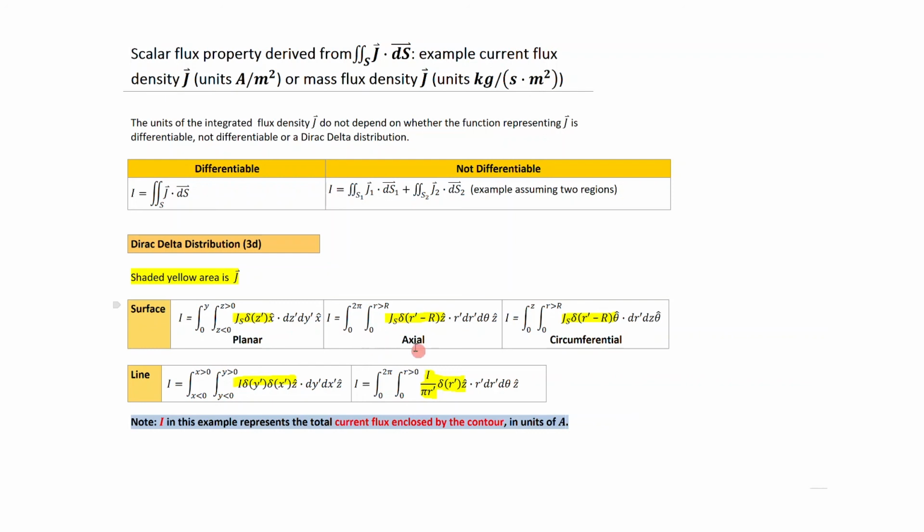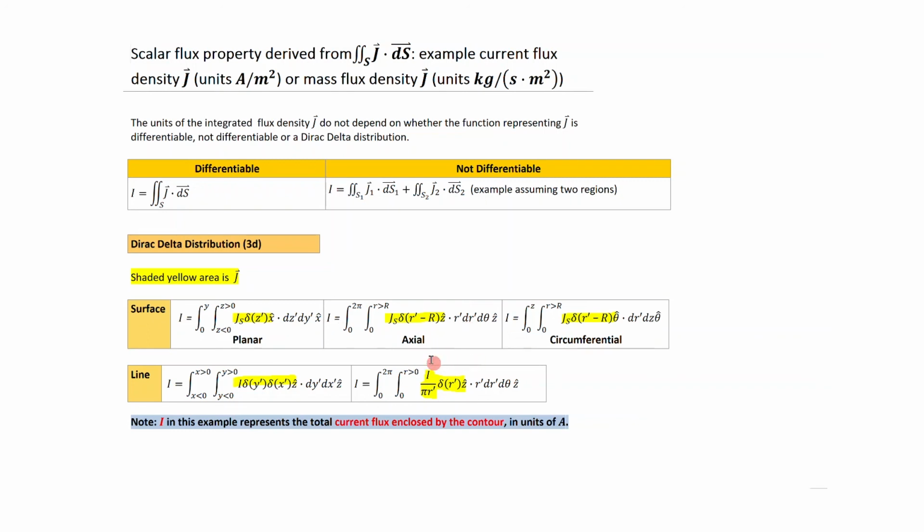In this case, we have a current flowing along a cylinder in the axial direction along a surface. So here you have r prime minus R, with capital R being the radius of the cylinder. This is the Dirac delta function associated with it. This is a surface current flux density in units of amps per meter. And of course, this is in cylindrical coordinates. And this gives you the total current enclosed.